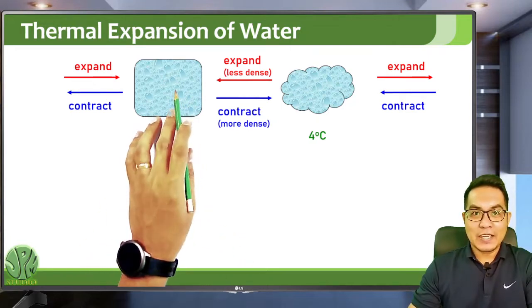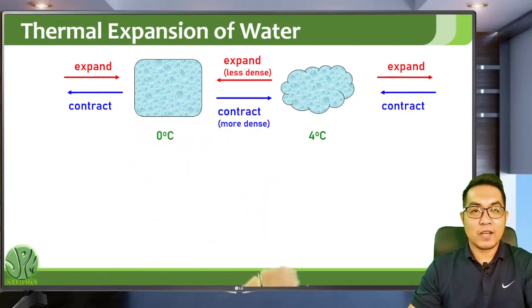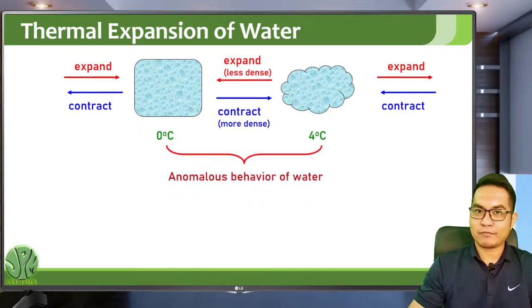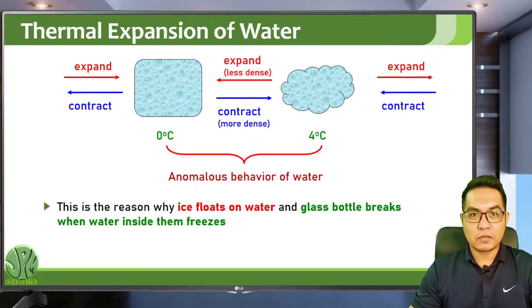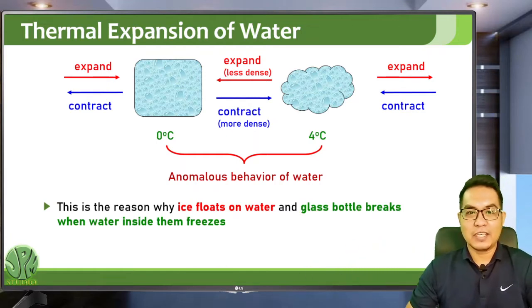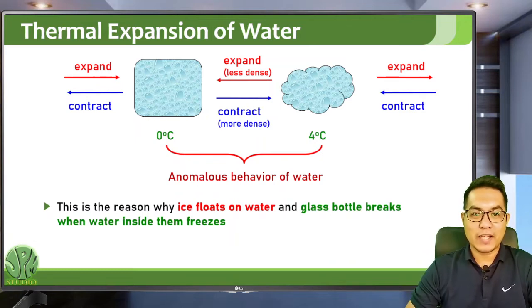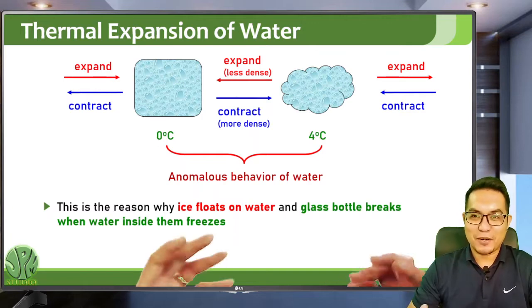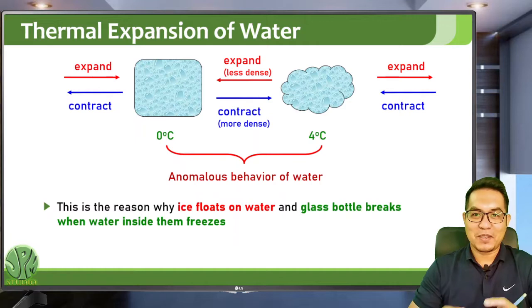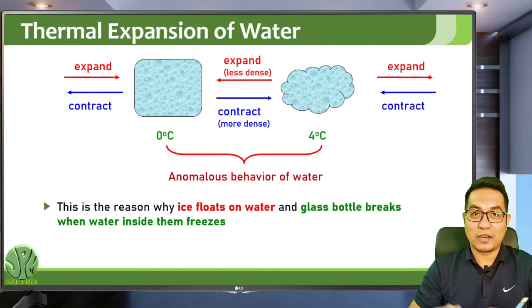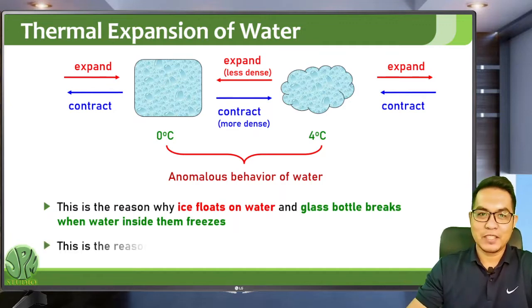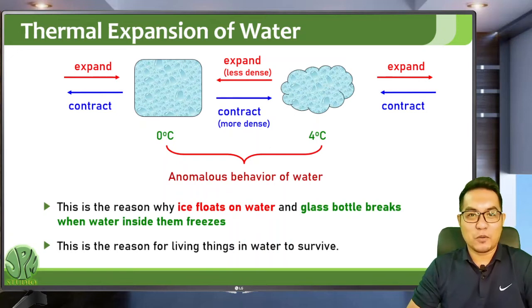So ice is actually less dense than water, which means ice will float on water. This is the reason why ice floats on water, because ice is less dense as compared to water. And this is the reason why glass bottles break when the water inside them freezes. So don't freeze water in a closed glass container, because that water will actually expand when it becomes ice and your glass will break. This is also the reason for living things in water to survive.